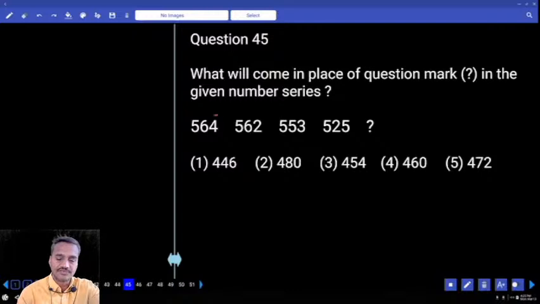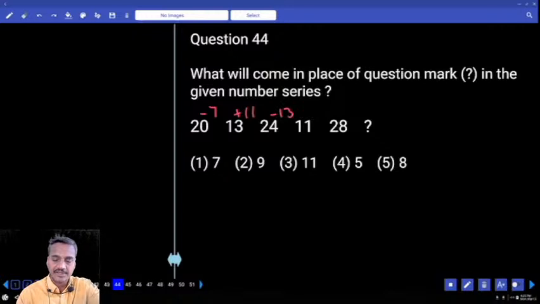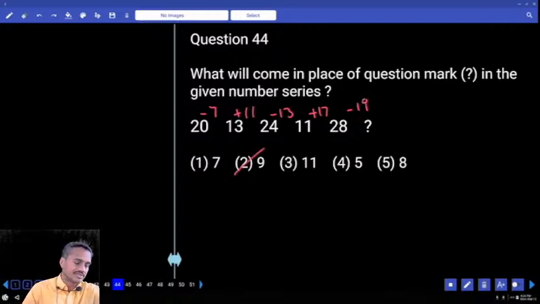Then 44. Now 20 and 13, how can I express this one? Difference 7. 13 and 24, the difference is 11. Isn't it? Minus 7, plus 11. 24 minus 13. And here the difference is plus 17. Alternately addition and subtraction. Now the numbers are prime numbers: 7, 11, 13, 17. Next one is minus 19. Now 28 minus 19, 9, that is choice 2.